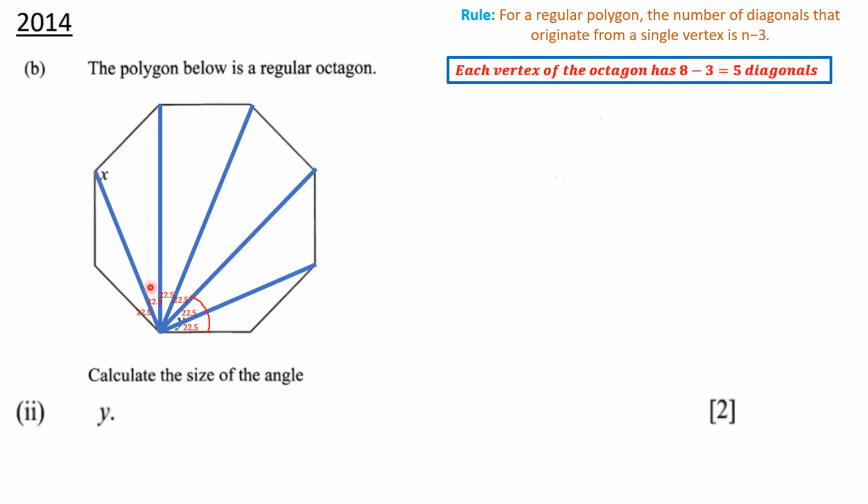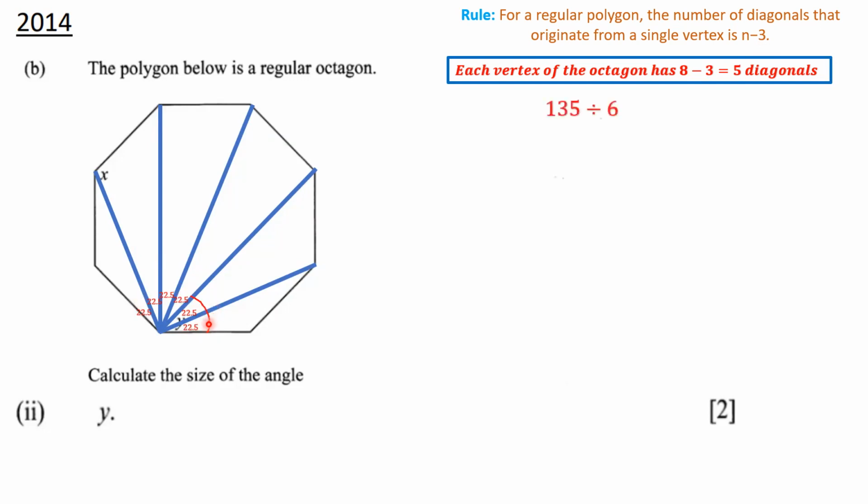Now here I only drew the 5 diagonals for this vertex. If we look carefully, we have 1 diagonal, 2 diagonals, 3 diagonals, 4 diagonals, and 5 diagonals. What those 5 diagonals do is split the interior angle into how many spaces? We have 1, 2, 3, 4, 5, and 6. So we're going to split the interior angle of this regular octagon into 6 equal parts.